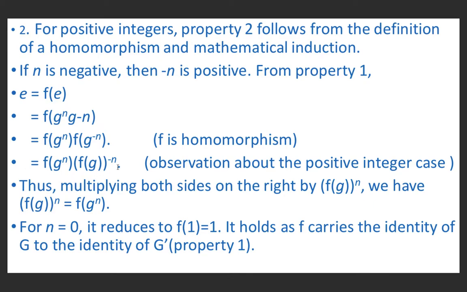And on the right side, if we multiply by f(g^n), so f(g^-n) into f(g^n) is nothing but the identity element. And this, f(g^n) into identity element, is equal to f(g^n). So we are left with f(g^n) into f(g^n). So for positive integers we have proved, for negative integers we have proved.